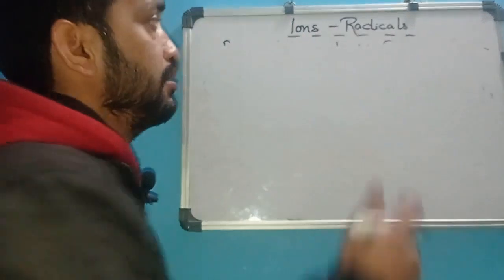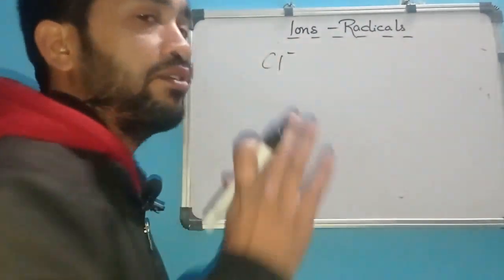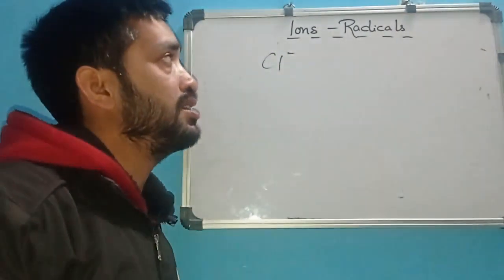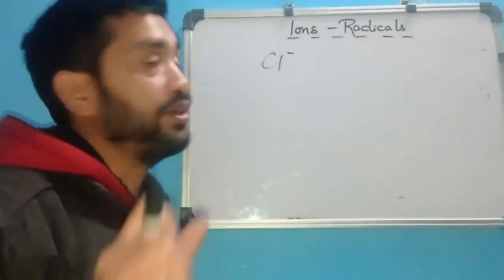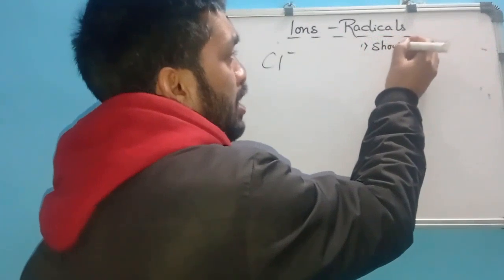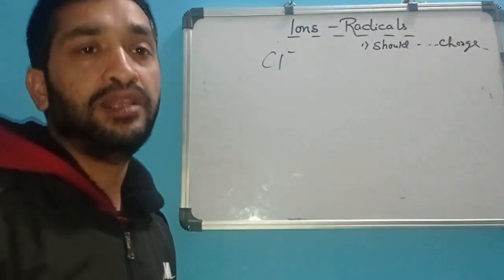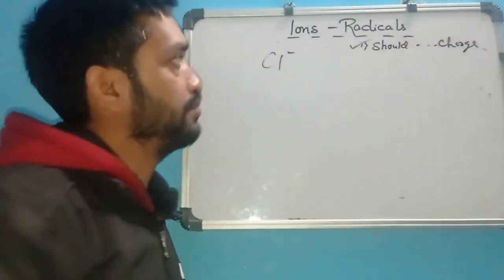Now suppose I am writing Cl negative. We are starting from the basics, okay. So Cl negative. Now I want to know whether it is an ion or a radical. So first I will see those three statements. The first statement is that it should have a charge. Is it okay for Cl negative? Yes, it is okay. So it is having a charge.